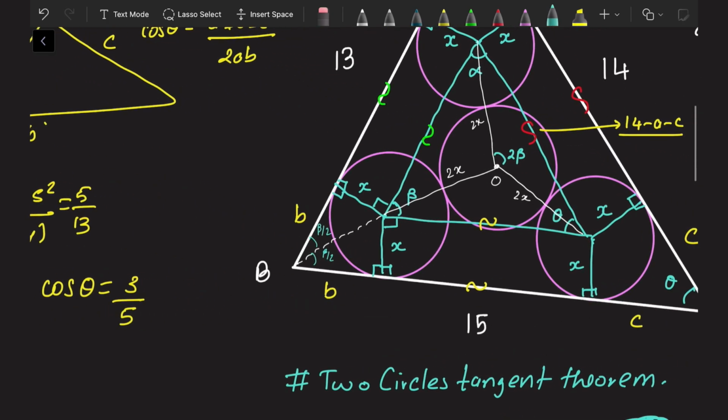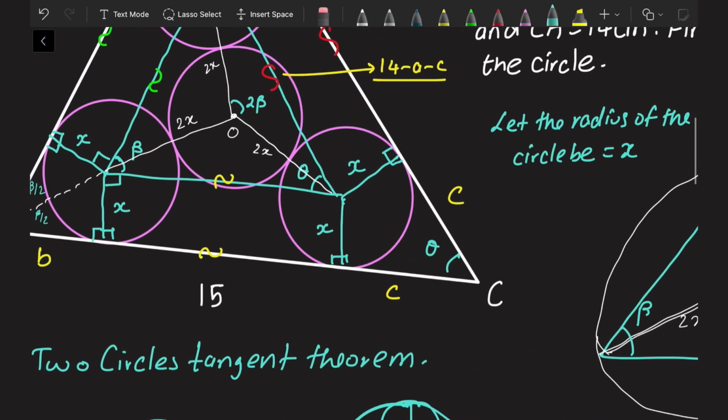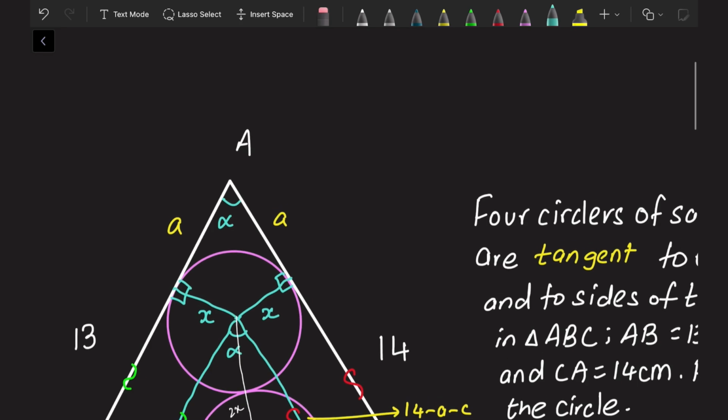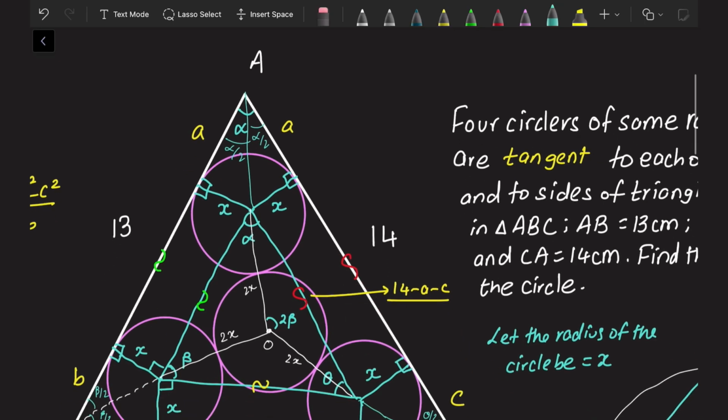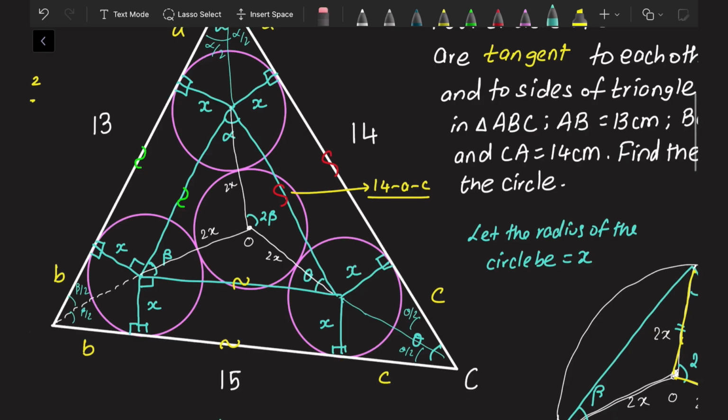There is no need to find cos beta by 2, that's not required. Over here, look carefully. The theta will get divided as theta by 2 and theta by 2, and similarly the alpha will get divided as alpha by 2 and alpha by 2. This angle would be alpha by 2 and similarly alpha by 2.